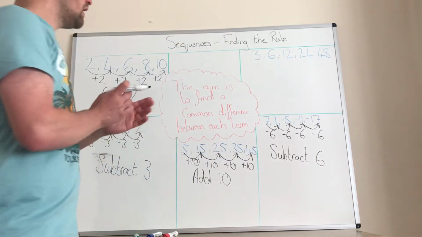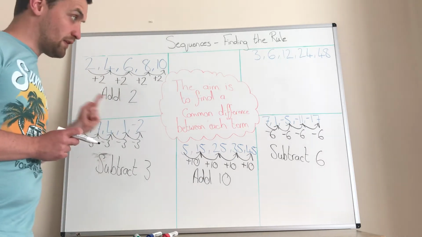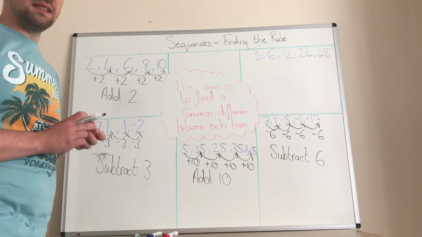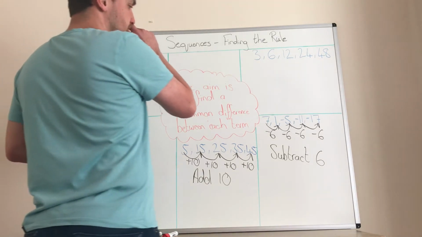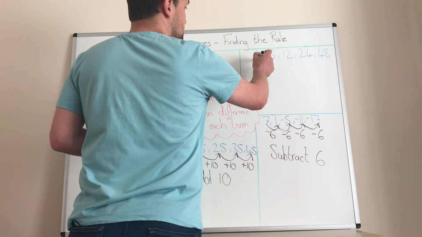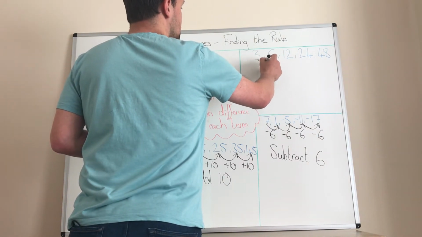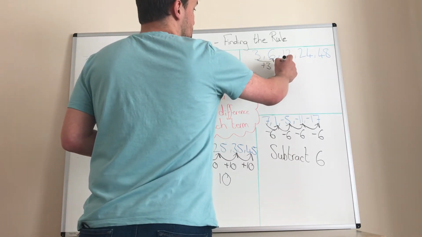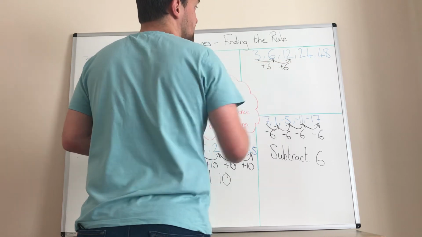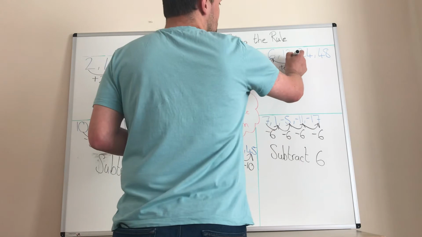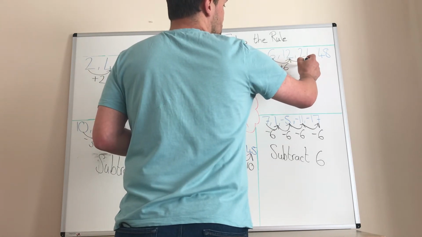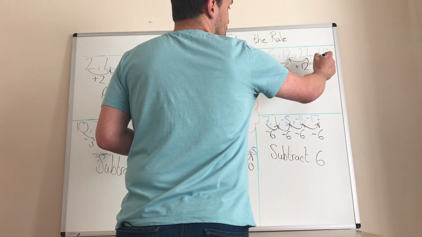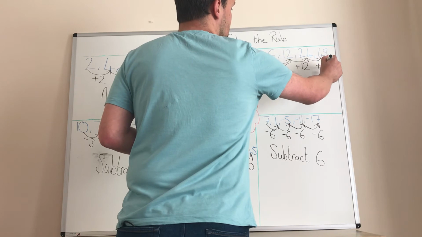So our rule is subtract 6. So we find the common difference, and when we've found the common difference for them all, that's the point that we know that we found the rule for the sequence. Let's have a look at the last one then. To get from 3 to 6 is plus 3. To get from 6 to 12, we plus 6. To get from 12 to 24, we plus 12. And to get from 24 to 48, we plus 24.